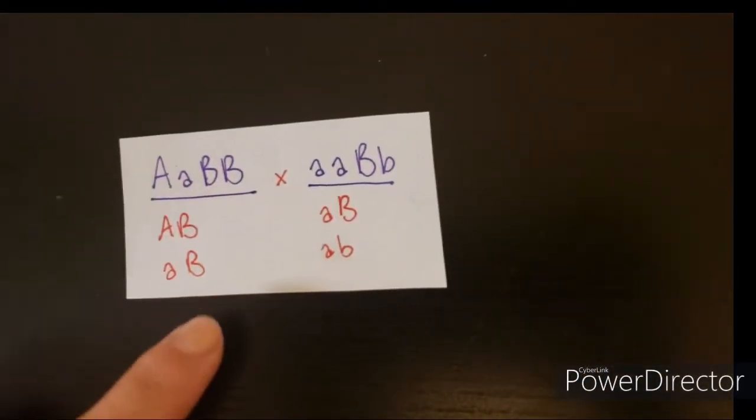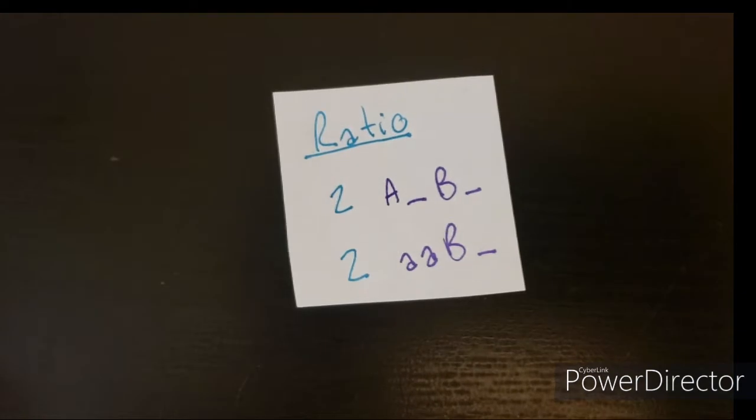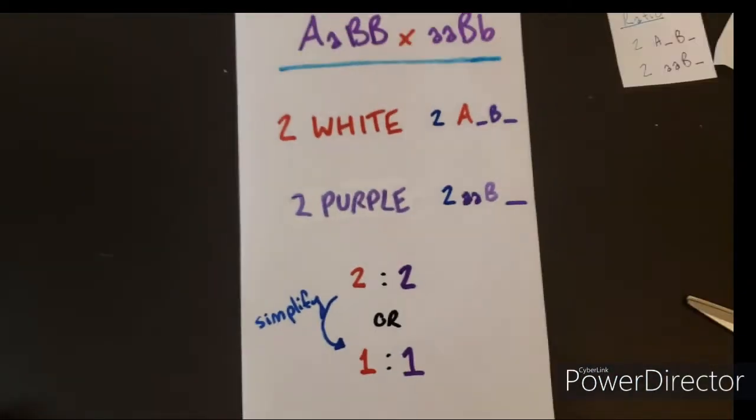Using a different genotype to cross, these are our allele combinations. This is our plot, and we get this ratio. And that looks like this.